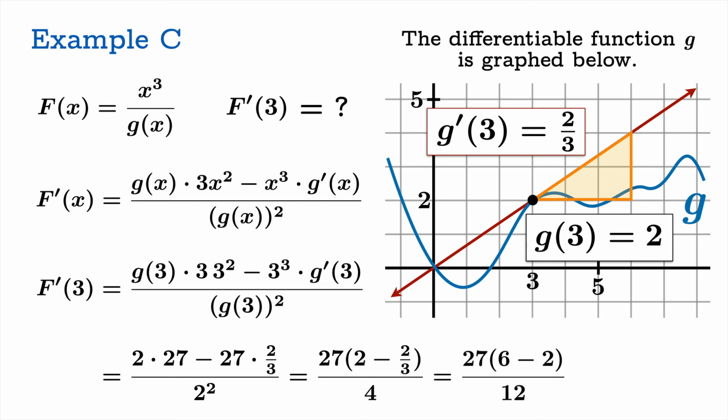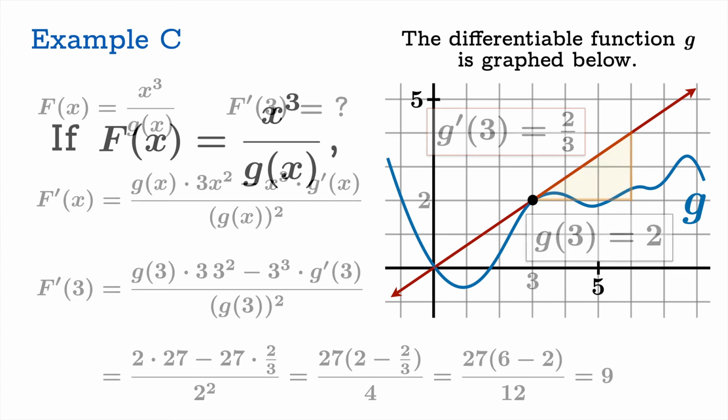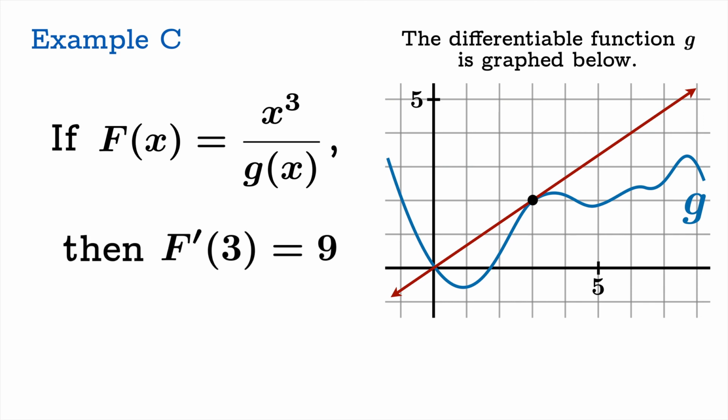6 minus 2 is 4. 4 over 12, that's 1/3. 27 times 1/3, it's just 9. And so there you go. If F is this function here, this quotient of x cubed over g of x, then F prime of 3 is 9.